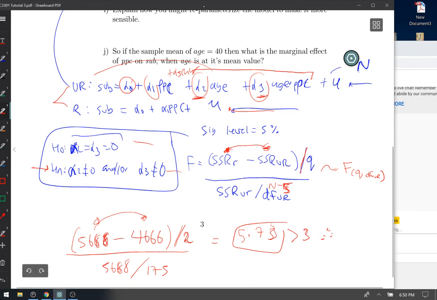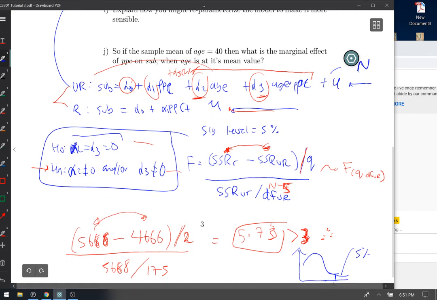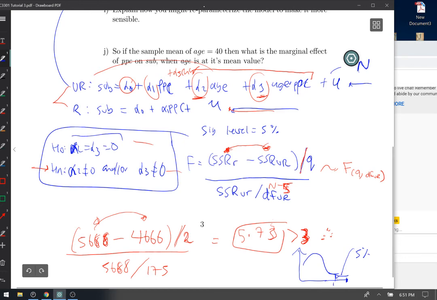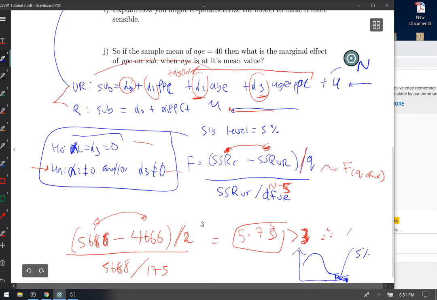So then 3 is our 5% critical value from the F distribution. So we've got the F distribution looks something like this. So this 3 will leave us with 5% in here. So of course, in our case, the test statistic is over here. So it's well into the rejection region. So this would be the rejection region. This is 3.